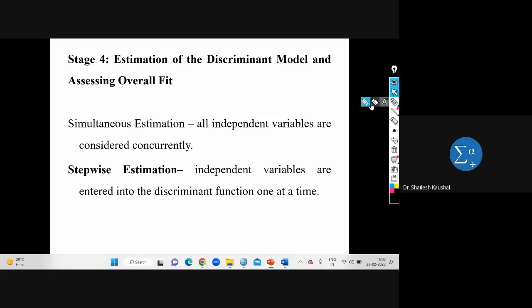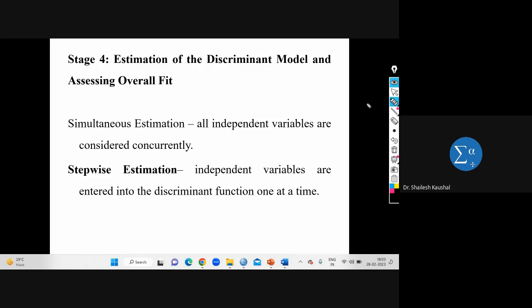and after that the fourth stage, estimation of discriminant model and assessing overall fit, stage 4. So we use simultaneous estimation. All independent variables considered concurrently. We can take all the variables simultaneously and analyze the discriminant analysis.